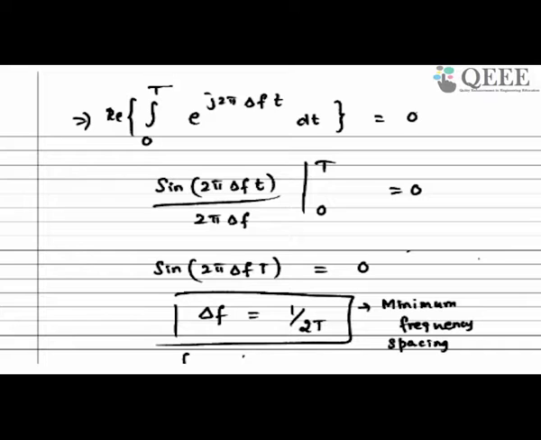So you have to space them at fc plus 1 by 2T, fc plus 2 times 1 by 2T, and so on. So the spacing should be 1 by 2T. So this is an important result. When you have orthogonality, it is nicer, so you will be able to distinguish them nicely in the receiver.